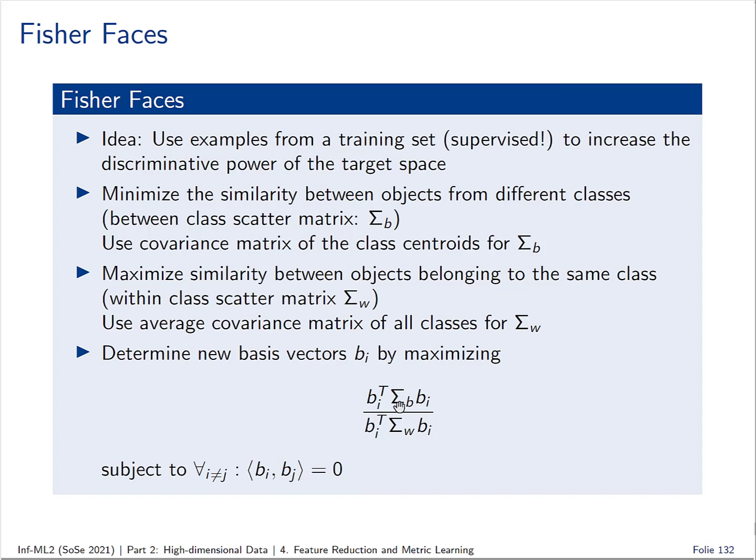And once again, for the between class scatter matrix, the directions between the classes should be higher weighted, and the directions within the classes should be lower weighted. So this thing up here should be maximized, and this term down here should be minimized. So we just take the ratio of those two things and maximize this ratio.